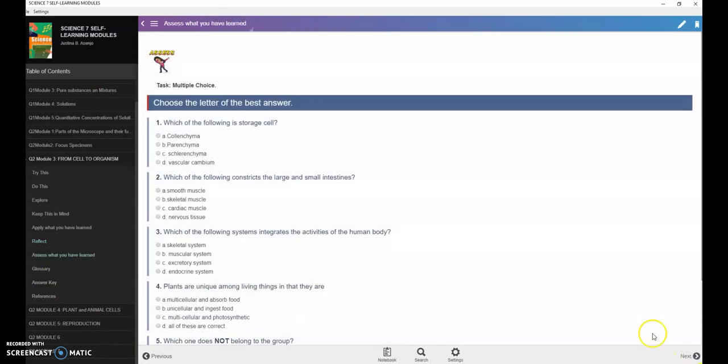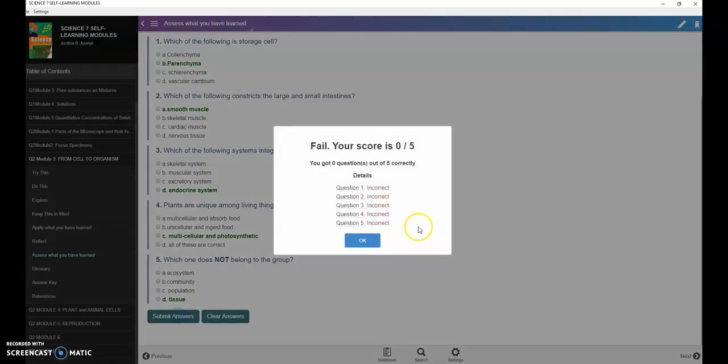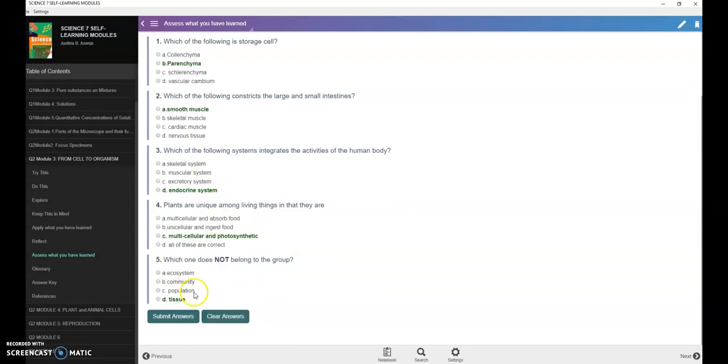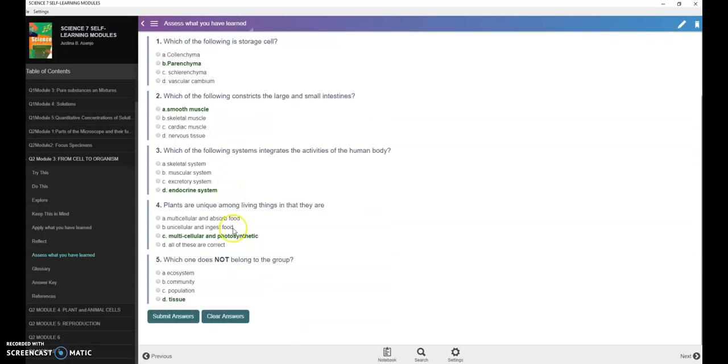Next lang tayo. Dito na tayo sa post-test. Which of the following is a storage cell? Alright, so kapag submit natin ang answer, mag-highlight na yung correct answers. Okay? Kahit hindi kayo mag-answer, kapag i-click nyo itong submit answers, mag-highlight na yung correct answer.